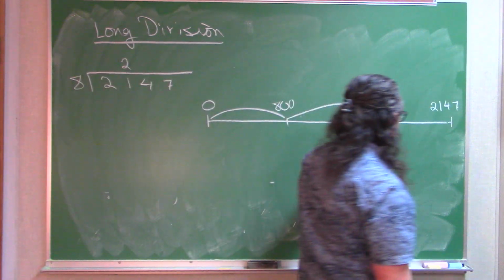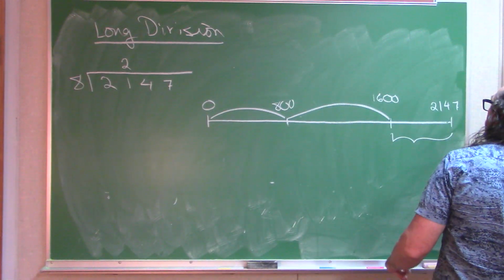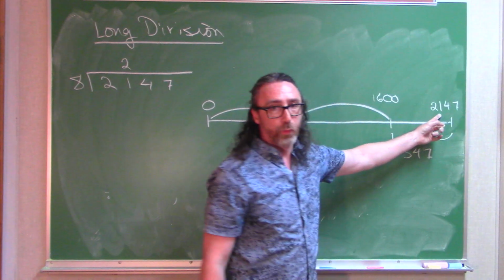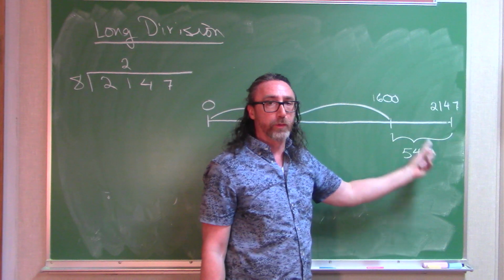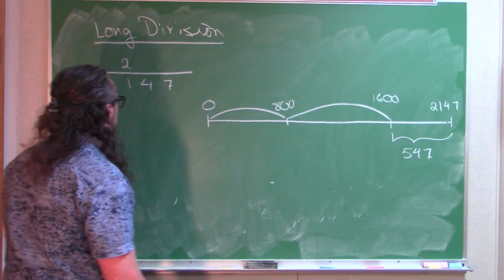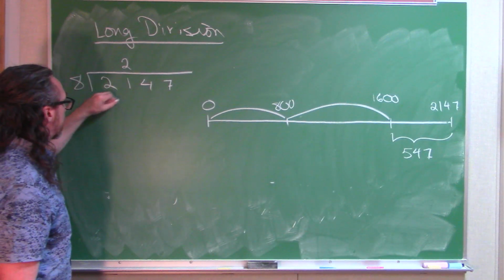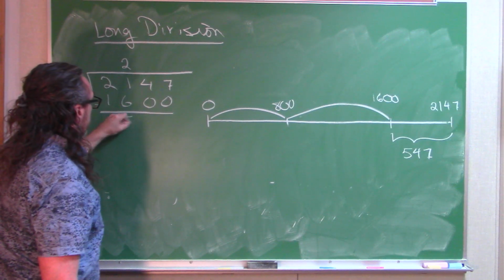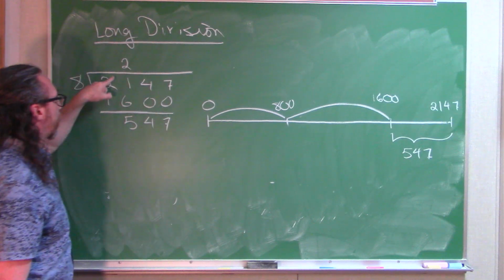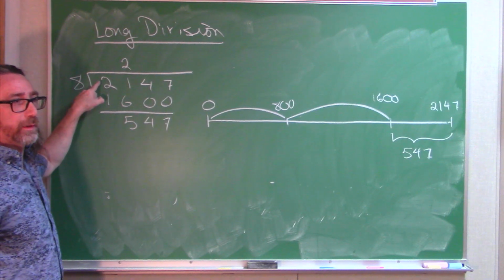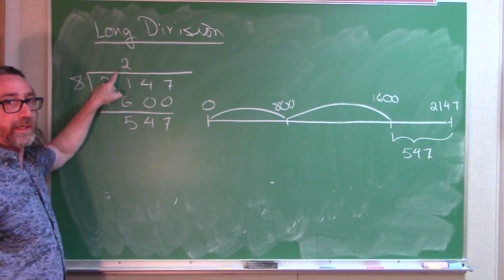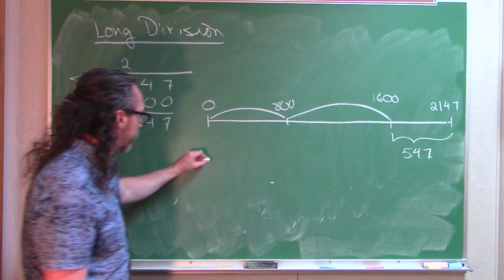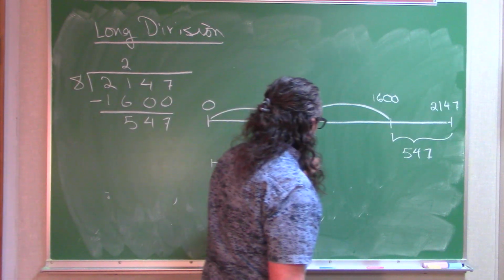Now I want you to look at this gap. Okay, this gap is 547. Take 2147, subtract 1,600, you get 547. Okay, so your 2 jumps of 800 give you 1,600. You subtract 547, right? You do have to borrow here. Take this 2, cash it in. For 10 over here, you'd have 11 minus 6, which is 5. 547.